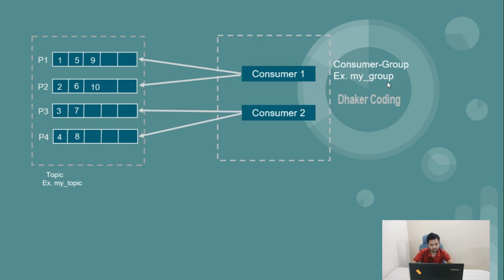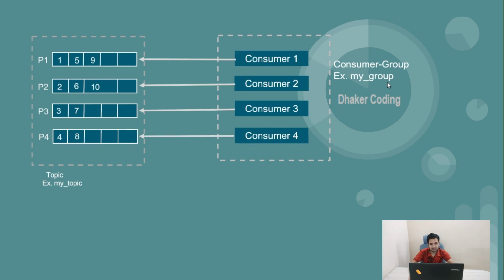Let's say we have added one more consumer. Now consumer one will read data from, say, P1 and P2, and consumer 2 will read data from P3 and P4 for that particular topic. It reads in parallel, so performance becomes faster. Now what if we add four consumers in the same application? Then each of them will read from a single partition. Now it's more scalable.